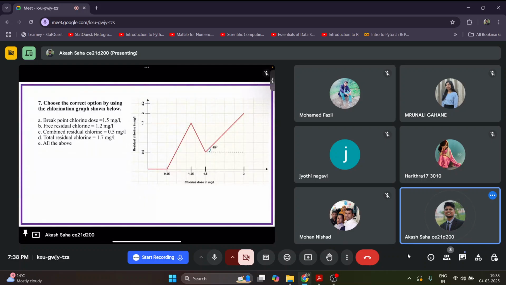Okay, so here you see the correct options are that breakpoint chlorine dose is 1.5 and combined residual chlorine is 0.5 milligram per liter. Right? Next question.